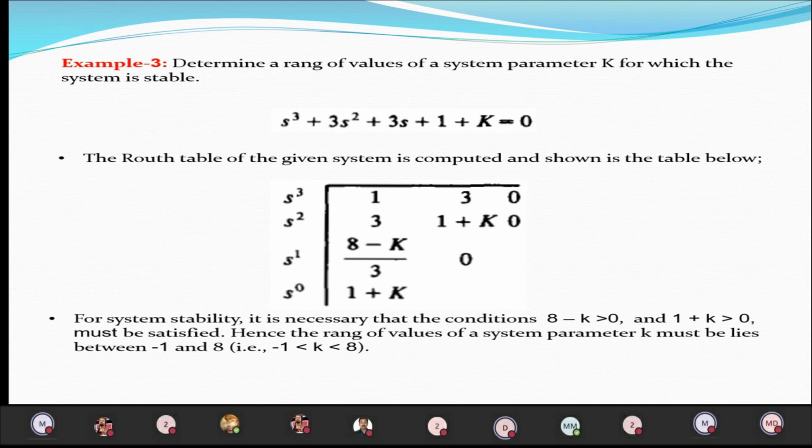In that, the two sign changes give two poles which are located in the right half of the S plane. Therefore, the system is unstable. So like that, we have to say how the location of the poles relates to the stability of the system by constructing the Routh array. Hope everyone can easily understand.